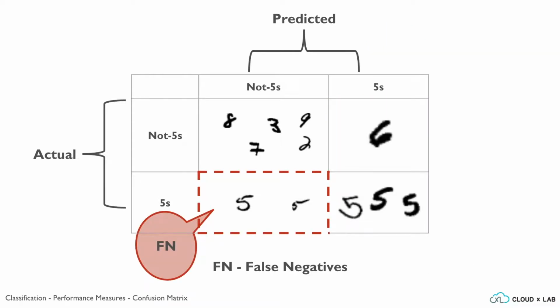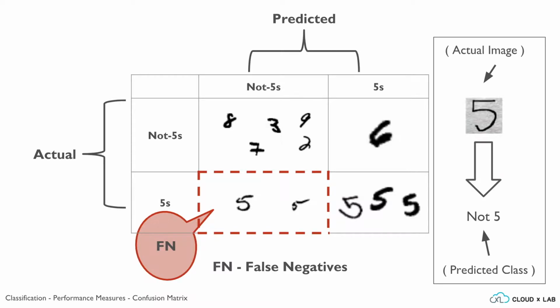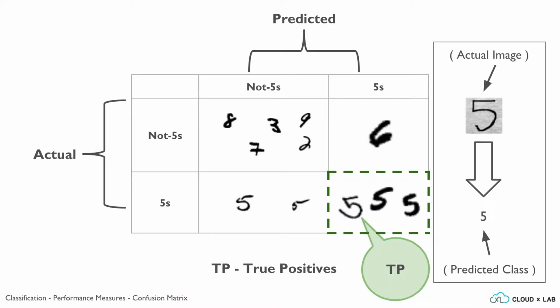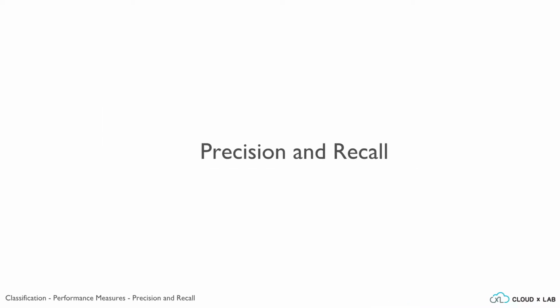False negatives are the cases in which the images were wrongly classified as non-fives. It includes cases where the actual images were of fives, but the model classified them as not fives. True positives are the cases in which the images are correctly classified as fives. It includes the cases where the actual images were of fives and the model also predicted them as fives. Though the confusion matrix gives us a lot of information, we require more concise metrics such as precision and recall.